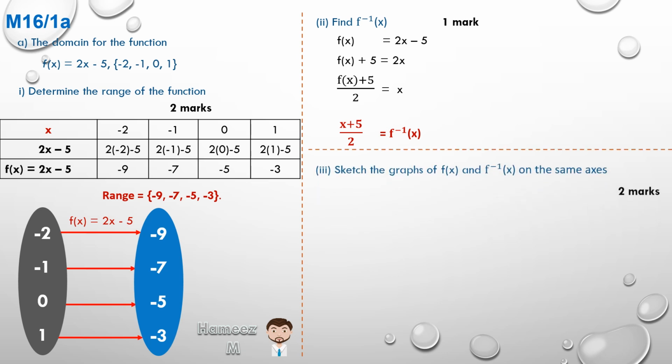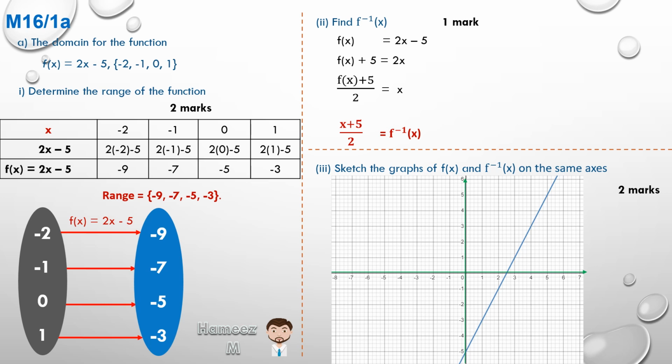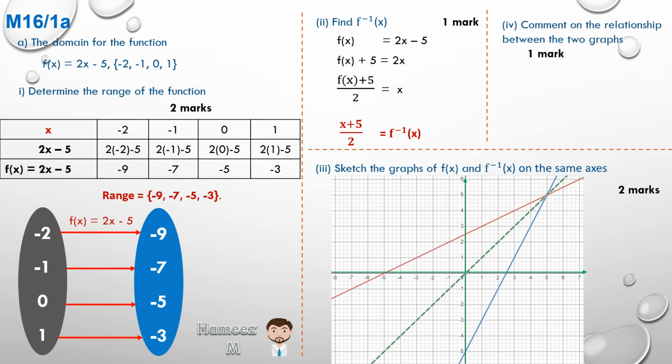Part 3. Sketch the graphs of f of x and f inverse x on the same axes. So if we look at our first graph, f of x, we can see 2x minus 5 is cutting at minus 5 in our blue line. And then when we include f inverse x, that's our red line, and they intersect at 5, 5. And if we want to comment on the relationship between the two graphs, you can see a dotted line here which tells us that that is a mirror line. So f of x and f inverse x are a reflection of each other about the mirror line y is equal to x.